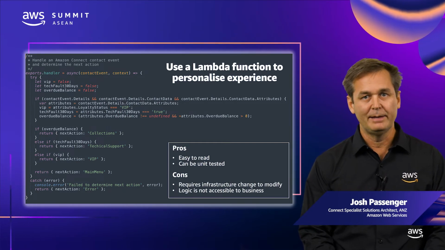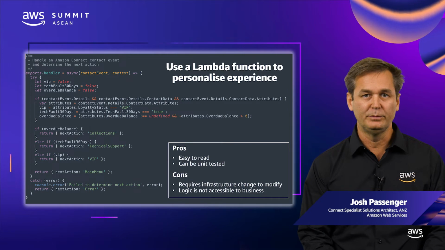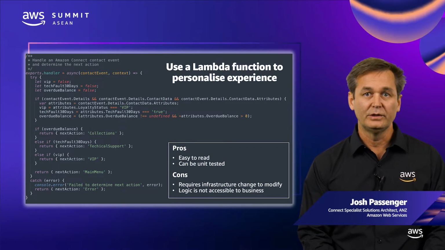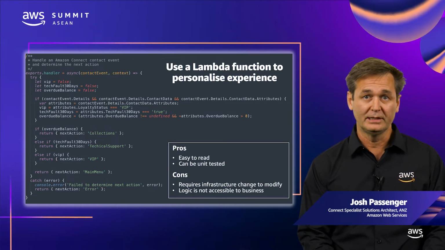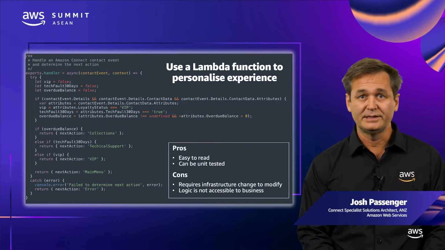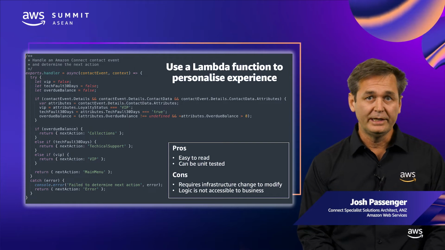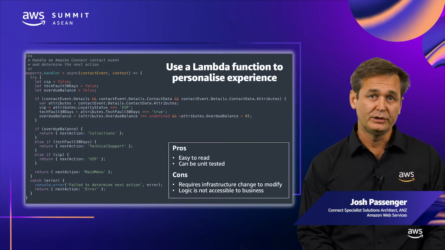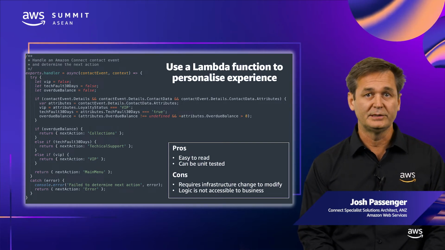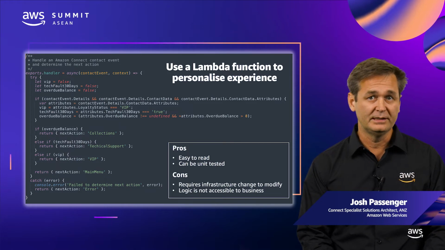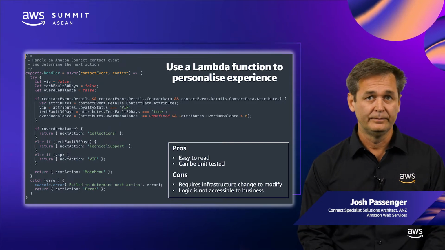This Node.js Lambda function inspects the contact attributes we set from Connect and returns the next best experience for the customer. This is a very simple example just to demonstrate the point. This is easy to read, but it requires a coder and infrastructure changes to modify the customer experience. The logic isn't accessible to the business.